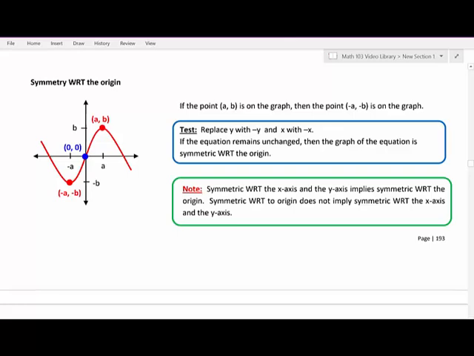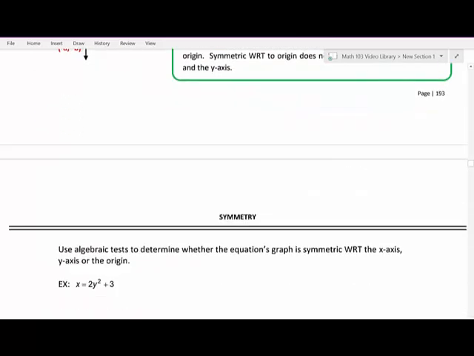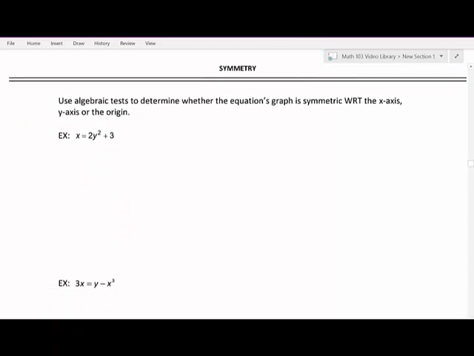It does not work the other way around, though. Symmetry with respect to the origin does not imply symmetry with respect to the x-axis and the y-axis. I mean, just look at that graph right here, to the left. It has diagonal symmetry, but it does not have up and down symmetry or side to side symmetry. So let's test some equations.